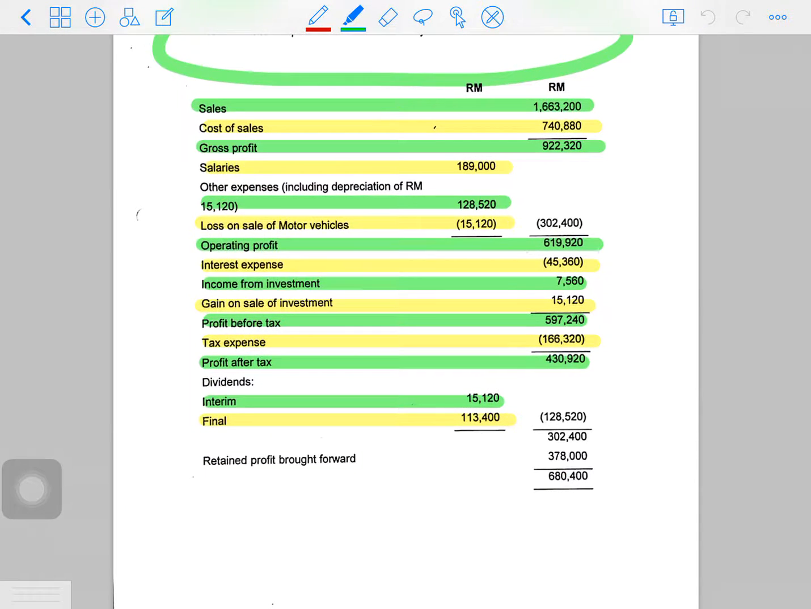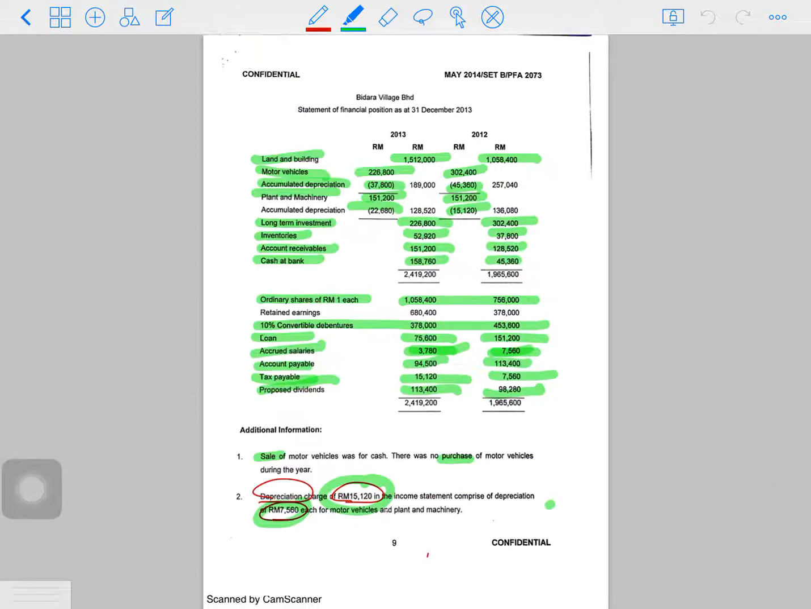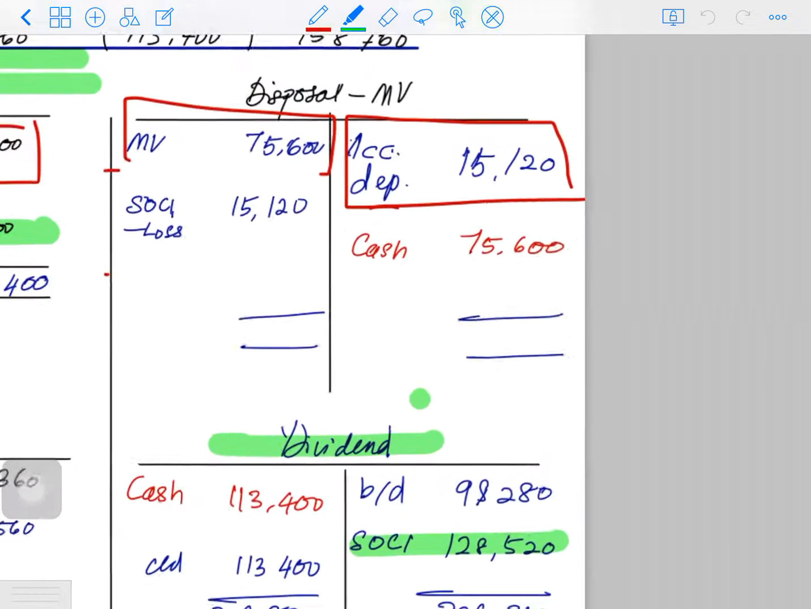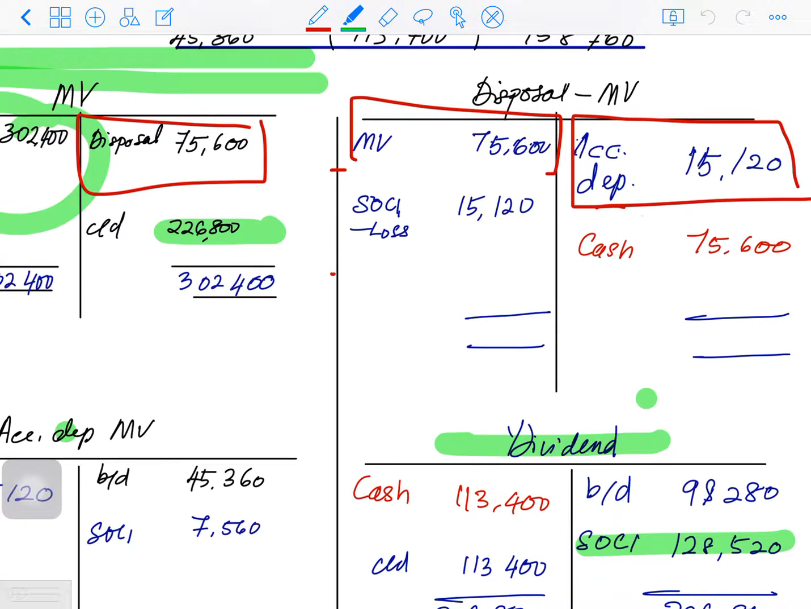How much dividend? Total dividend, interim dengan final sekali 128,520. Okay. So that is amount you charge. So amount yang you paid will be the balancing figure, which is 113,400. That is the amount you paid.